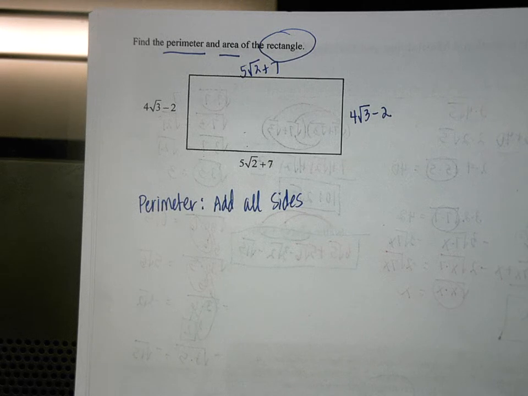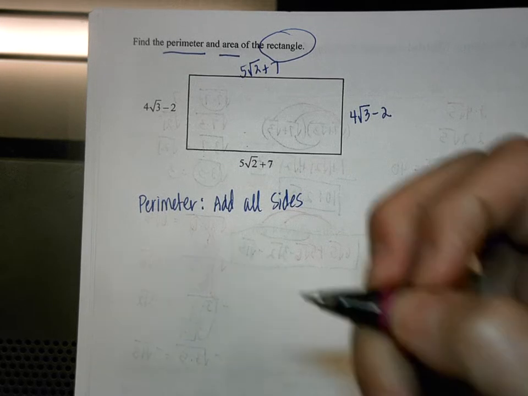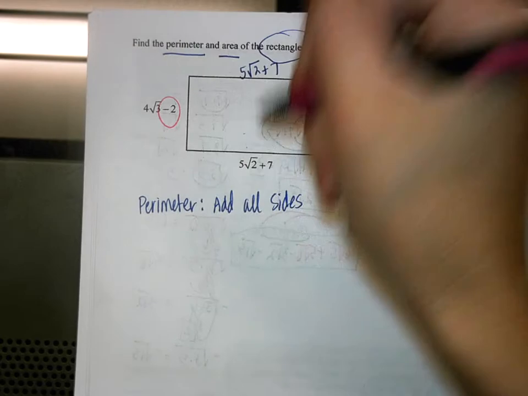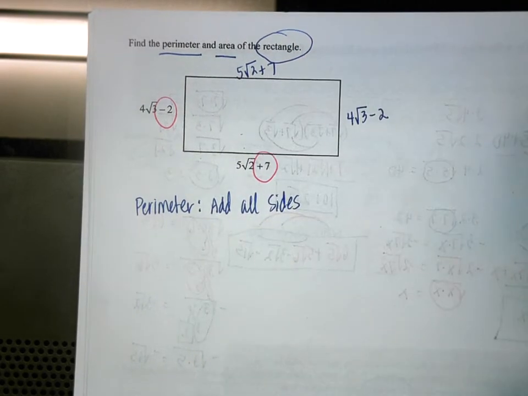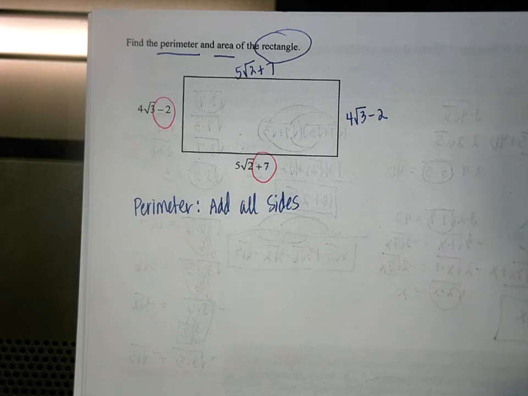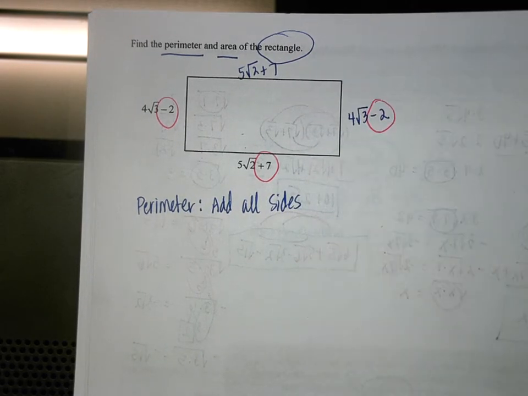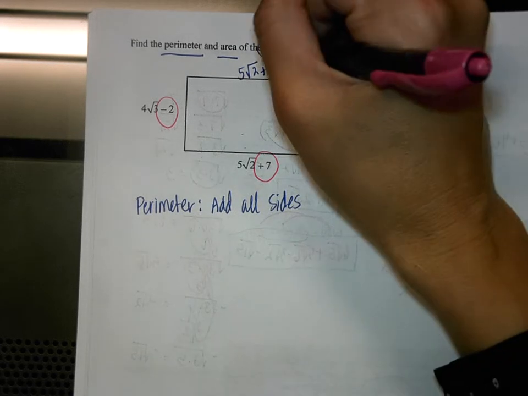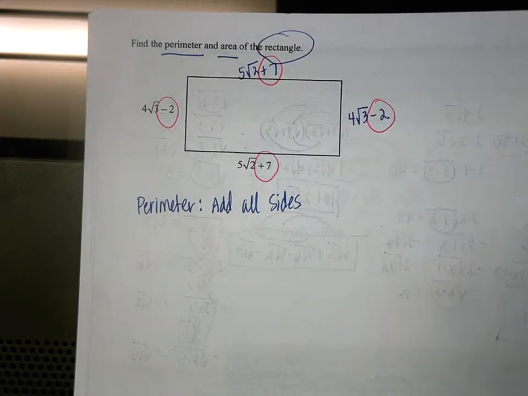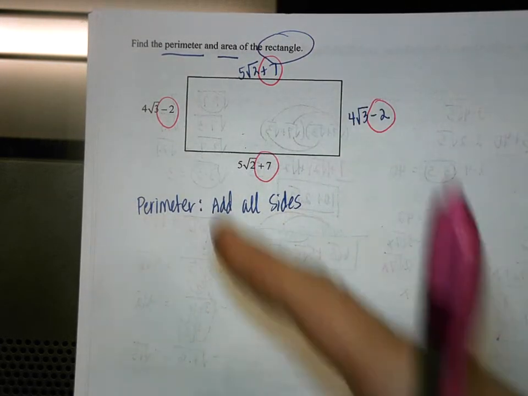Does that sound good? Okay, so I'm going to start with all of my whole numbers. I have a negative 2, I have a positive 7. When I add that together, it makes what? 5. And then 5 minus 2 is 3, and 3 plus 7 makes 10. So all I did was add all the numbers without roots together. Okay?